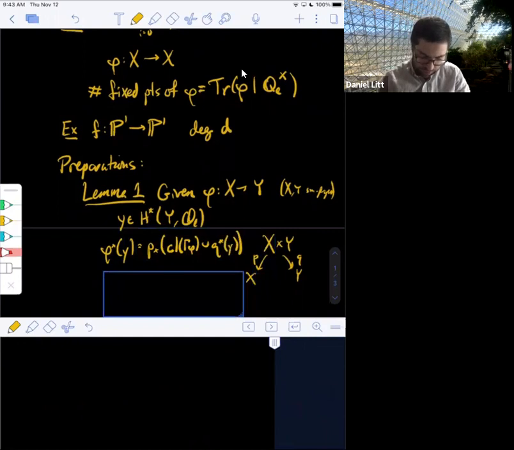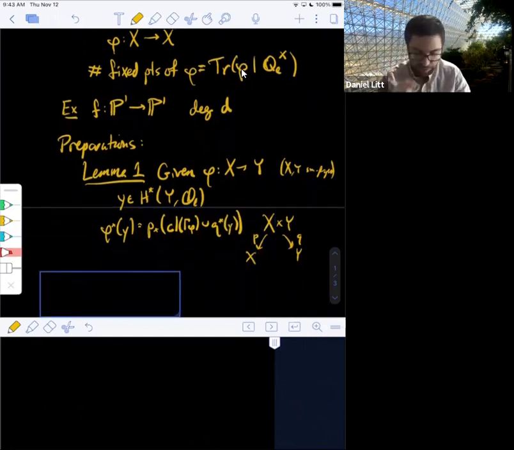Okay, and I left this as an exercise. It's almost tautological, so it follows from the definition of the push forward and the projection formula, which we also talked about last time. It's worth doing if you haven't done it yet.